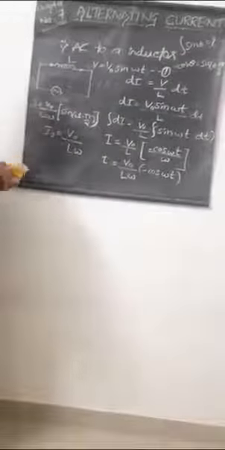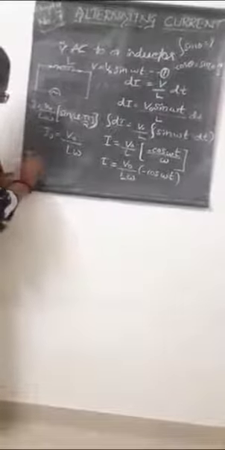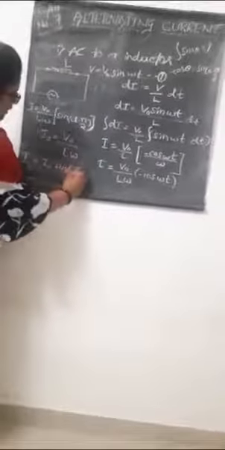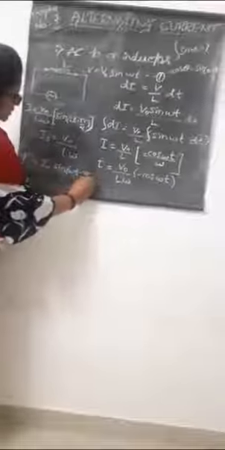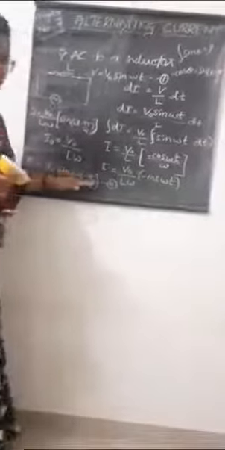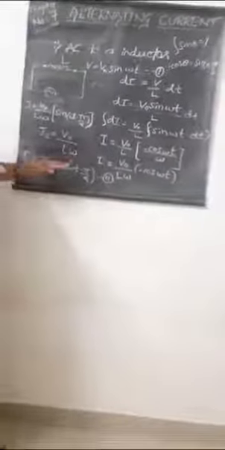So what can this equation become? I is equal to I0 sin omega t minus pi by 2. So this is equation number 2. This is all the derivation I am doing. So up to here, equation number 2, what I have done, I will tell you once again.